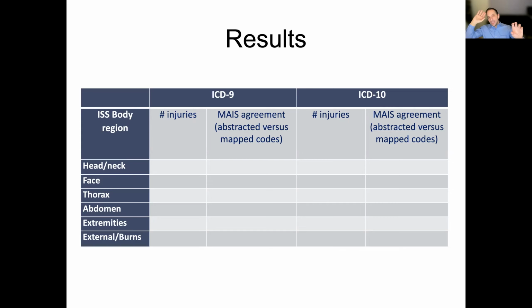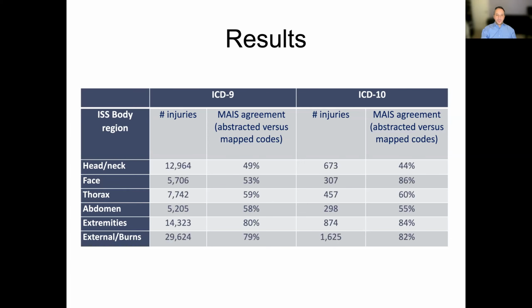Now go to the mapped data. We have 3 different injuries, ICD codes, the first ICD code, the second, and the third. And then you're going to map those to AIS scores, and you're going to see what the max AIS score is from those mapped. And so we looked at the percent agreement. Here's the distribution of the number of injuries and the percent agreement.